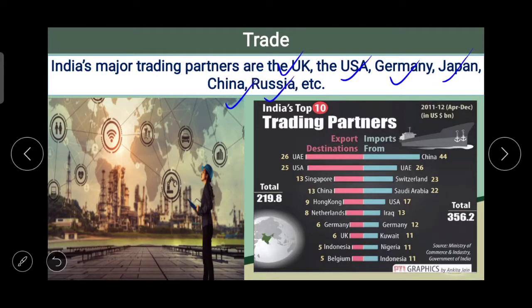Here on the screen you can see India's top 10 trading partners, export destinations and imports from. So UAE, USA, Singapore, China, Hong Kong, Netherlands, Germany, UK, Indonesia and Belgium. And if we talk about the imports from, then China, UAE, Switzerland, Saudi Arabia, USA, Iraq, Germany, Kuwait, Nigeria and Indonesia.